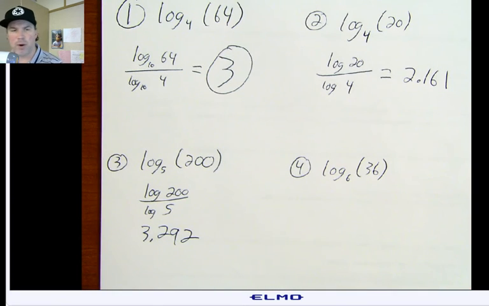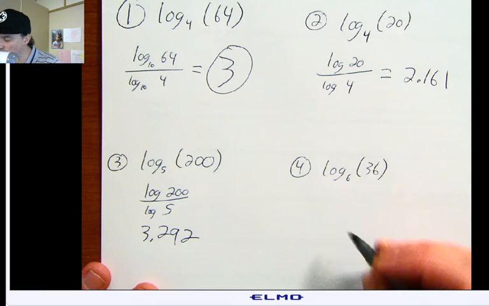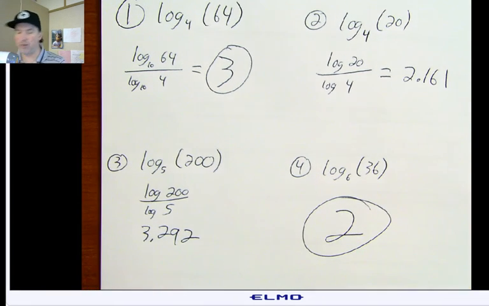Last one, number 4, log base 6 of 36. I can do this one in my head. 6 squared is 36. That means that the answer is 2. No work necessary. So always check beforehand. Maybe you don't even need a calculator to solve it, but if you do need the calculator, you can use change of base.